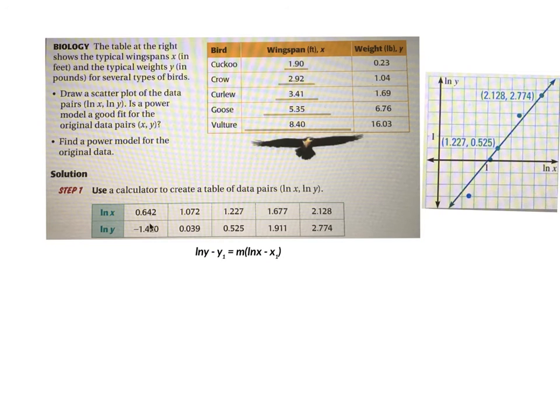Let's look at a big one here. It says a table at the right shows typical wingspans and typical weights of several types of birds. Draw a scatter plot of the data pairs natural log x, natural log y, and see if a power function is a good fit, and then find the power model, assuming it is a good fit. So what I did, I took the numbers in this column and took the natural log of those. Took the numbers in this column, took the natural log of those, and made a new table. So those are the natural logs of each of those numbers.